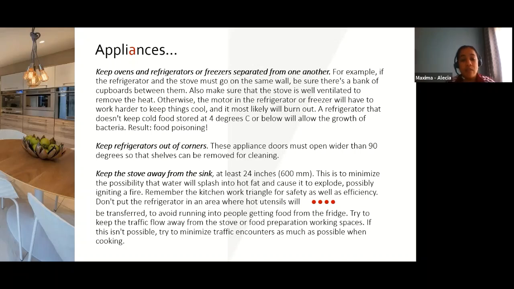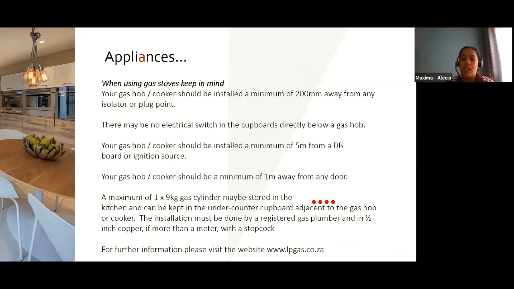Keep the stove away from the sink, at least 600 millimeters. This is to minimize the possibility of water splashing into the hot fat and exploding, or having a burn on a face or something of the sort. So don't put the refrigerator in an area where you use hot utensils as well. Try to keep the traffic flow to a minimum, so have one person in that area at a time, as Cobus mentioned. Keep the refrigerator out of the working triangle.